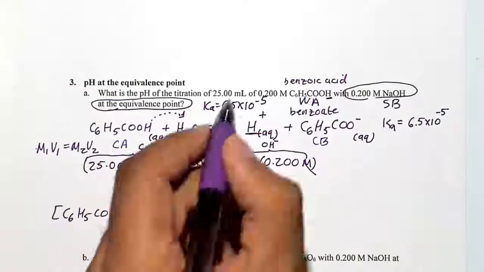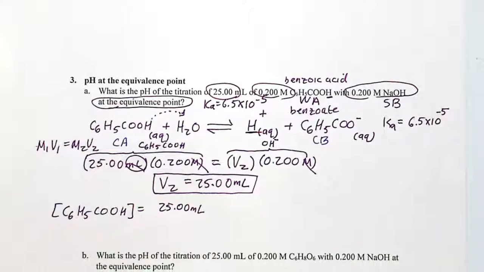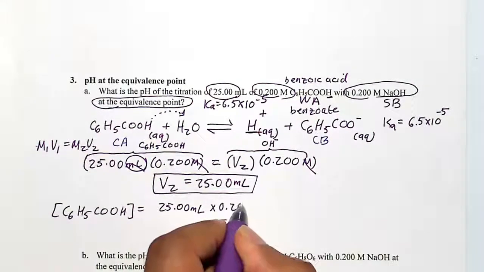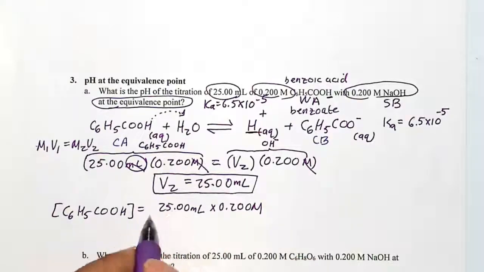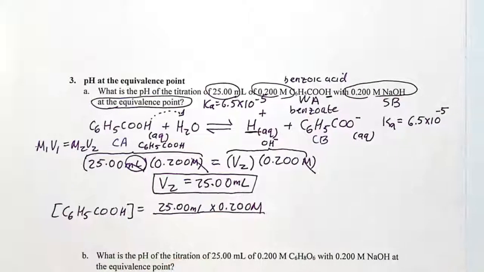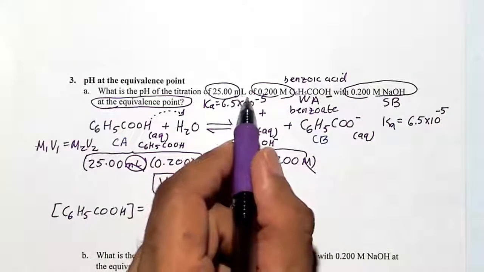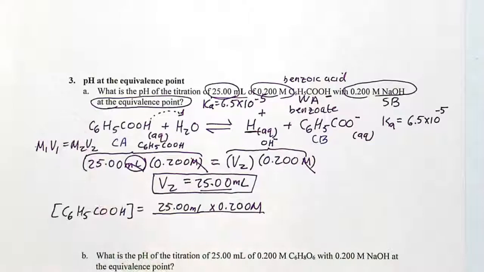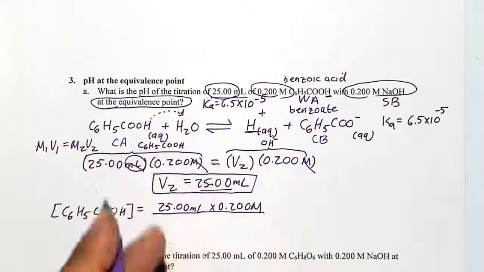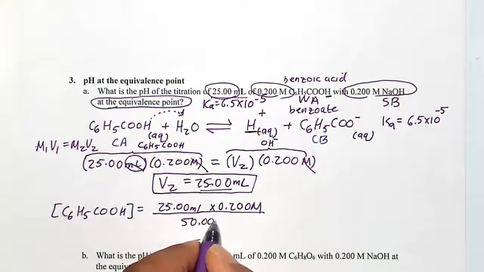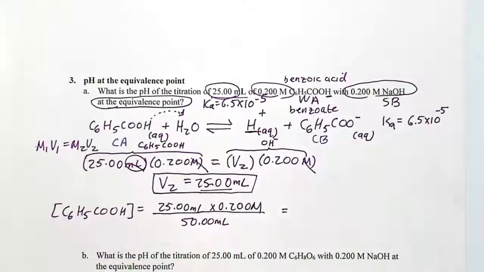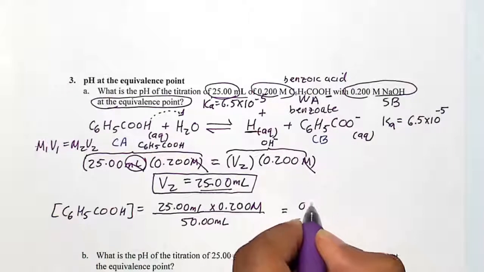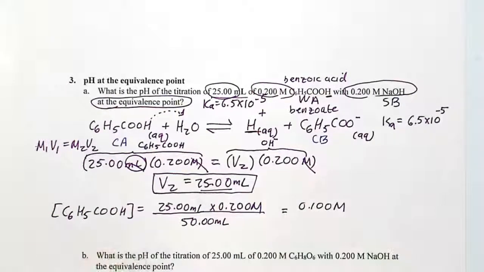25.00 mL. We took that volume out of a bottle whose concentration is 0.22 molar of benzoic acid, and we put it into a new solution whose total volume is what? Whose total volume is going to be the 25 mL we took out plus the 25 mL that we have to add to get to the equivalence point. So 25 mL plus 25 mL is 50 mL. So my final concentration is going to be 0.100 molar of benzoic acid.